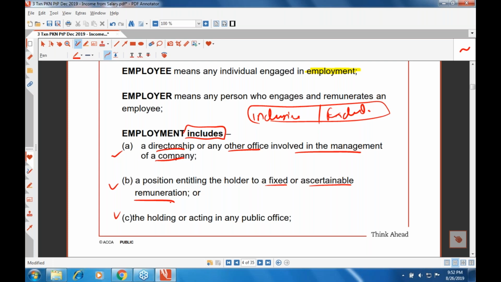So you may have such a legal status, but the status as per the taxation rule is that you will still be considered under employment. Why? Because when we talk about the word employment, it includes a position entitling the holder to a fixed or a certain remuneration. And lastly, it says holding or acting in any public office. So any governmental person is considered to be an employee.